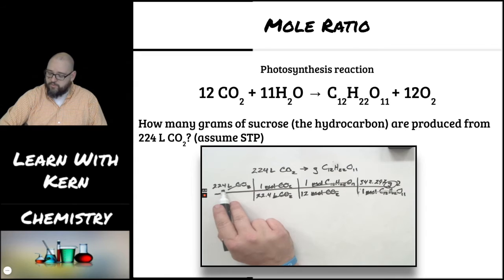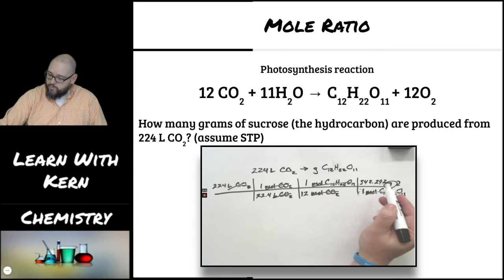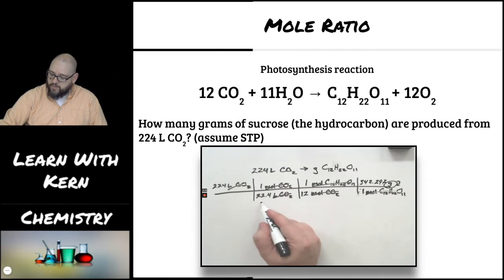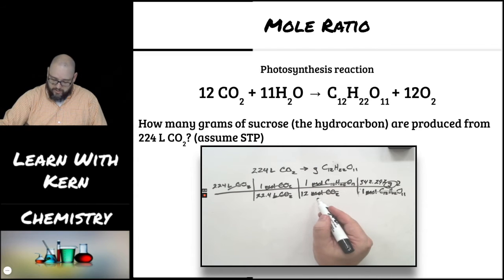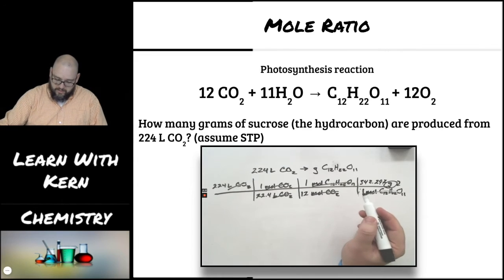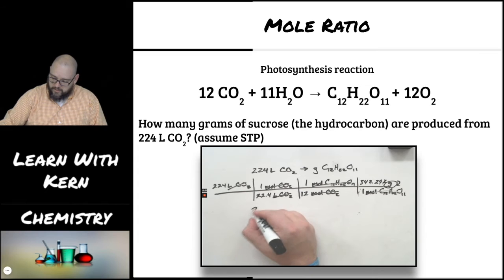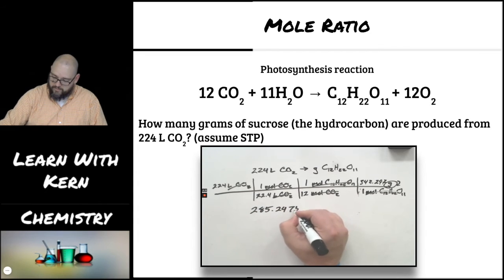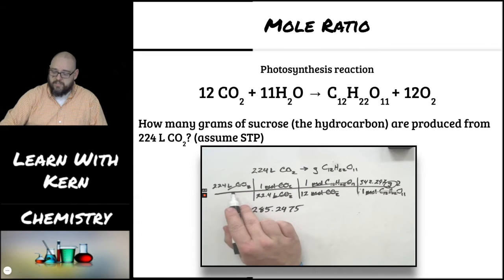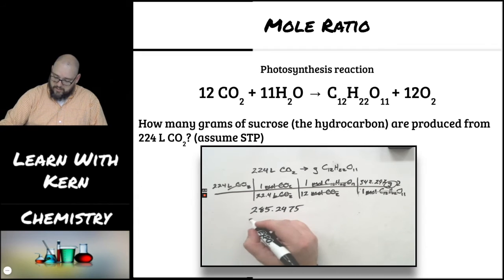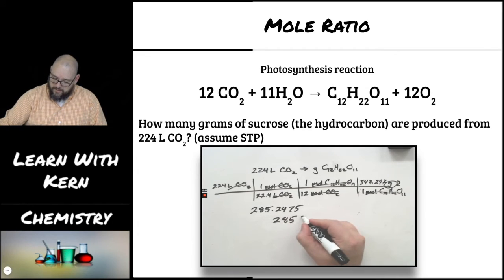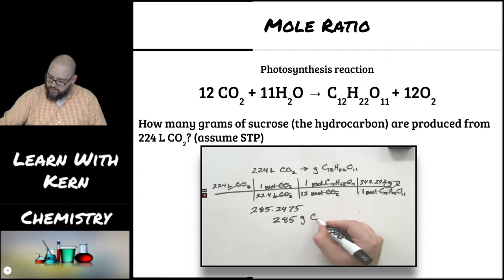So I'm now going to do my multiplication and division. So 224 times 342.297 divided by 22.4 divided by 12. I do this in my calculator and I get an answer of 285.2475, and I need 3 significant figures, so that is going to give me 285 grams of sucrose.